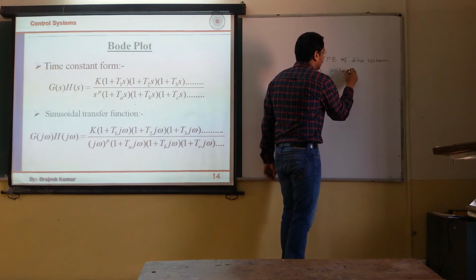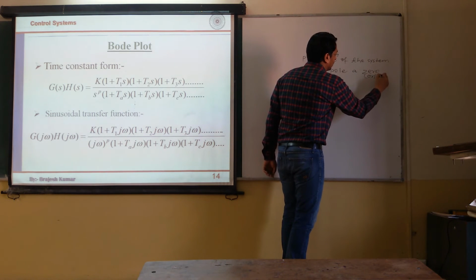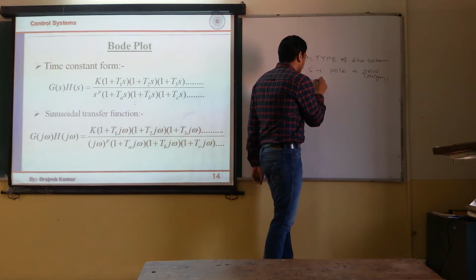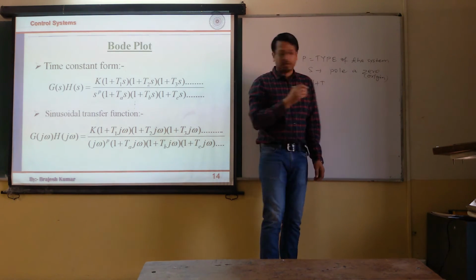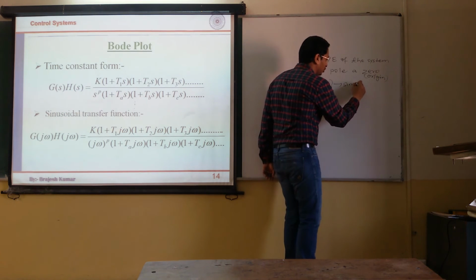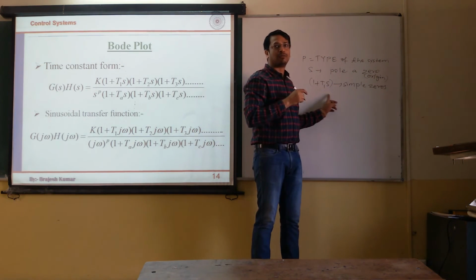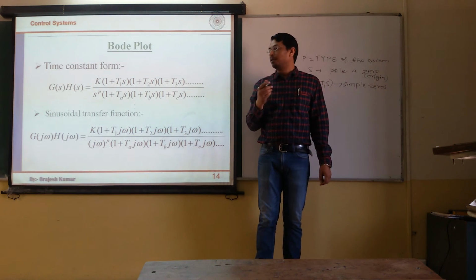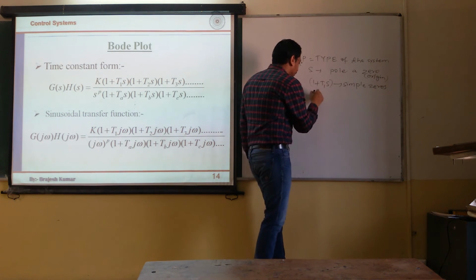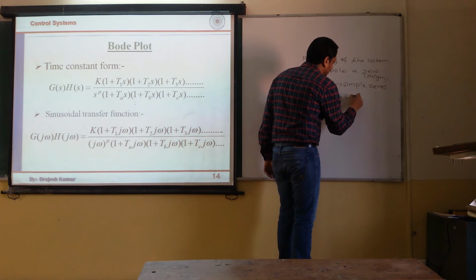So this is the type of the system, with a pole at 0, or you can say a pole at the origin, and all these other terms are either simple poles or simple zeros. 1 plus T1 s is a simple pole, and the simple zeros may be T2, T3, T4, whatever they may be, depending upon the transfer function you are going to analyze. And 1 plus T8 s will be a simple pole.